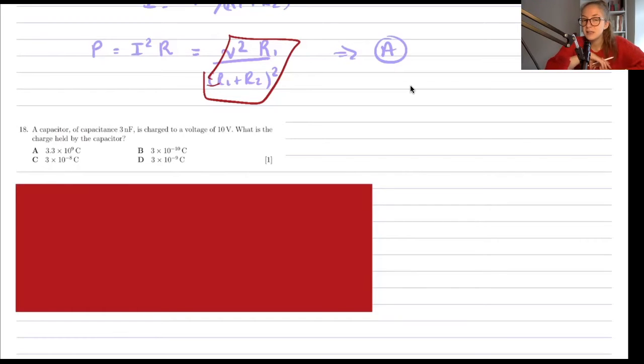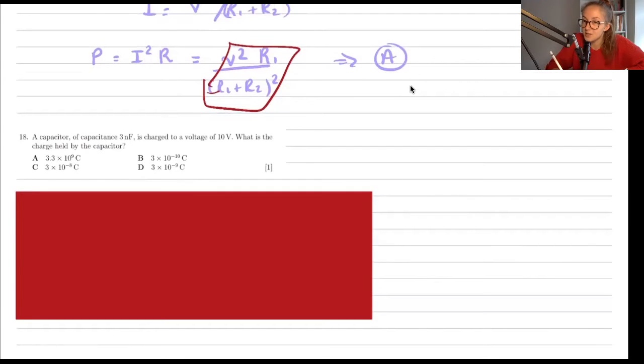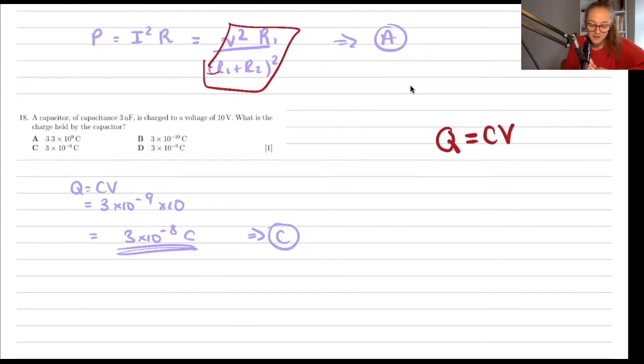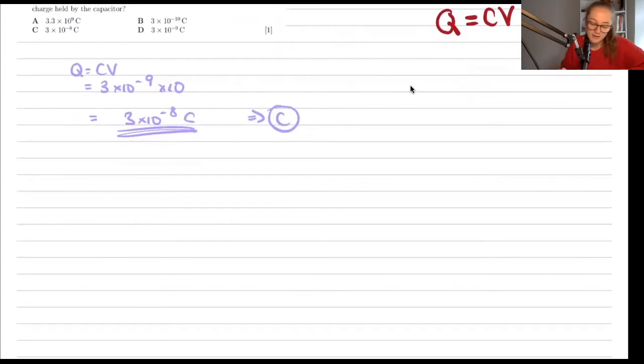So they told us the capacitance is 3 nanofarads, and it's charged to a voltage of 10 volts, and they want to know what the charge held by the capacitor is. The first important equation that we need to know about a capacitor is that Q equals CV. So charge is equal to the capacitance multiplied by the voltage. Luckily, they gave us the capacitance and the voltage, and they wanted the charge. So we just multiply these together to get 3 times 10 to the minus 8, which is answer C.